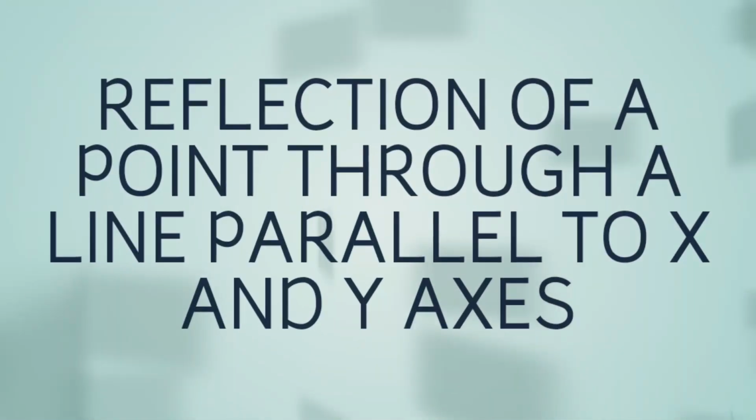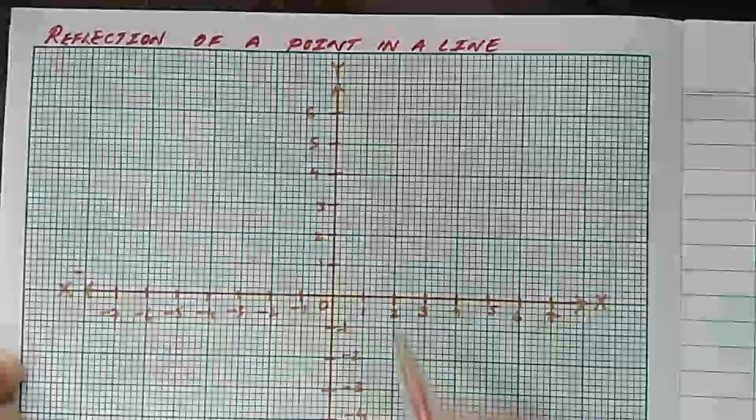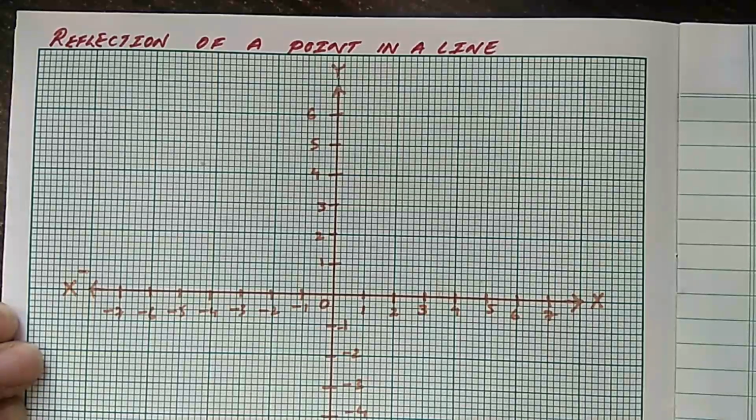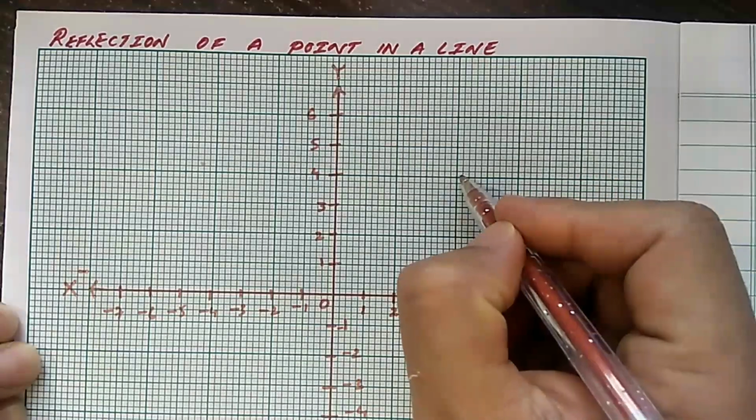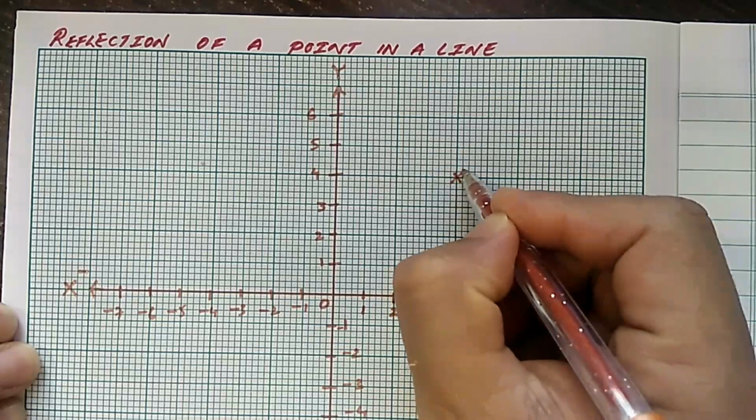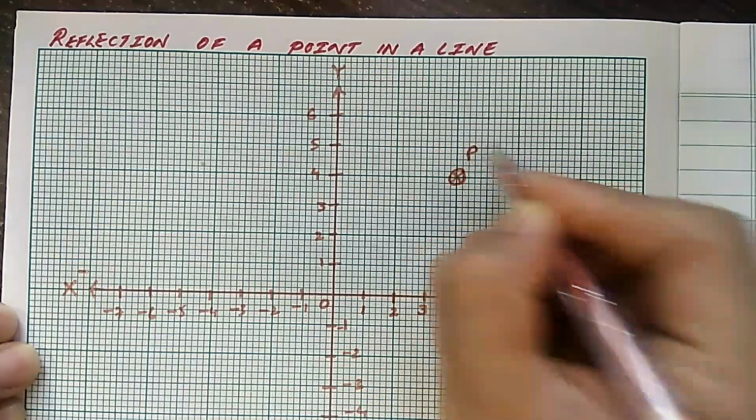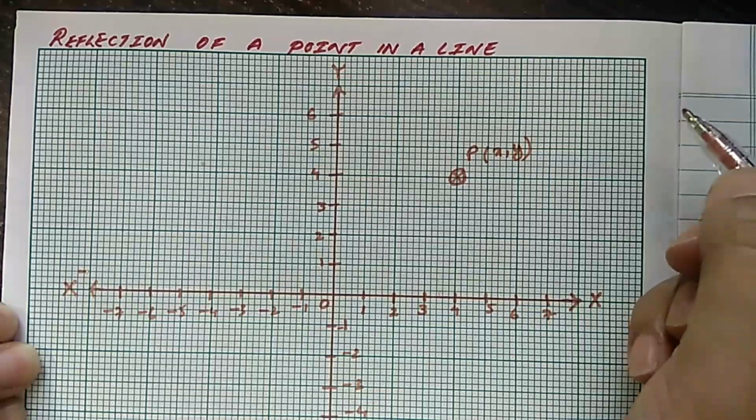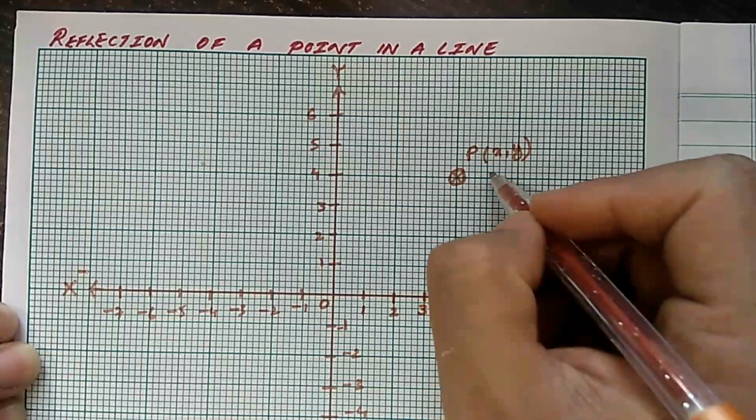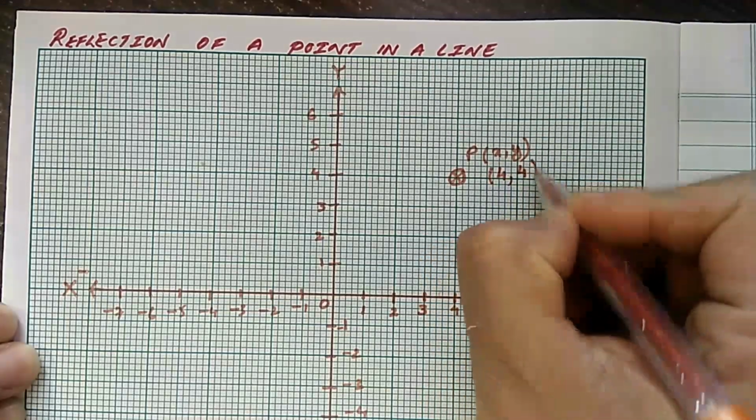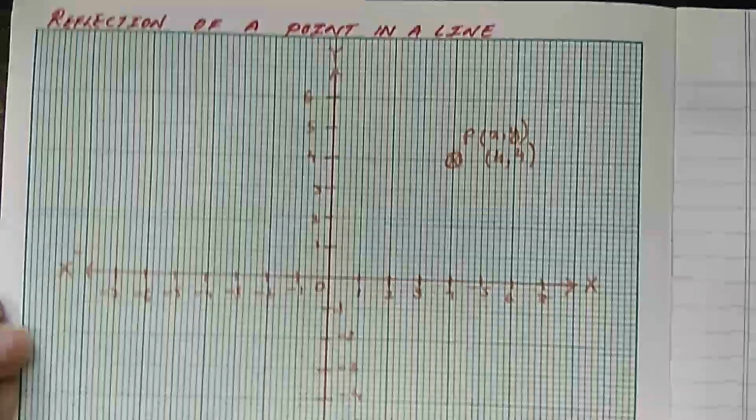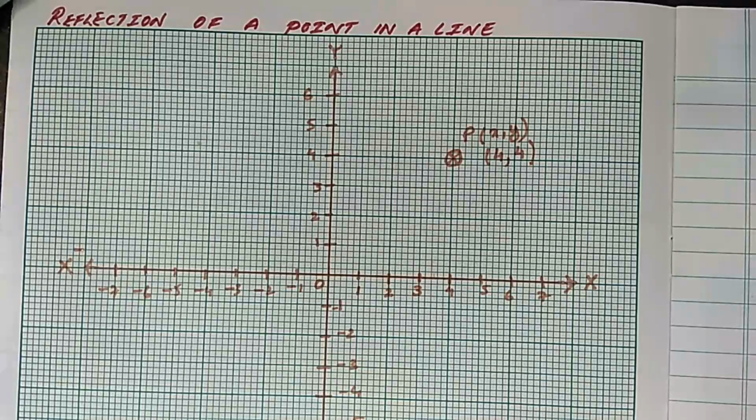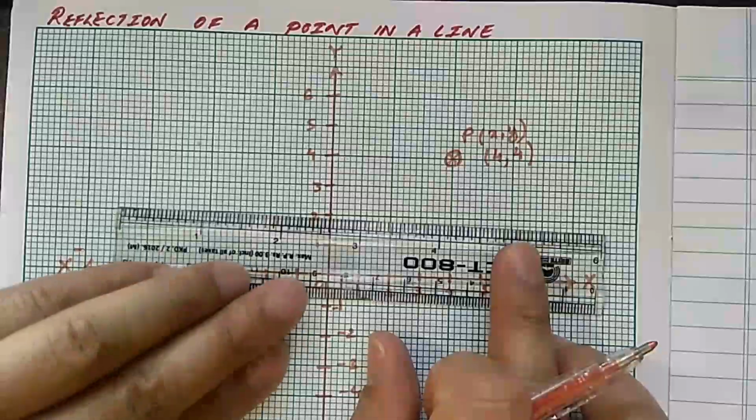Hello everyone, in today's session we are going to learn about the reflection of a point in a line parallel to x-axis and in a line parallel to y-axis. So let us first consider any point P here. Suppose this is the point P whose coordinate is (x, y), and I have taken this (x, y) to be (4, 4). Now what will be the image of this point if it is reflected through a line parallel to x-axis?